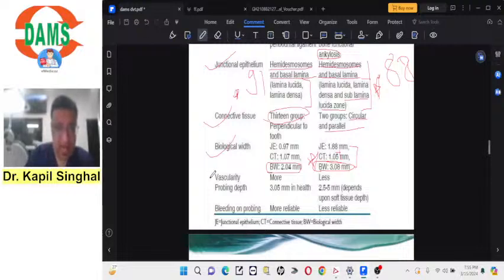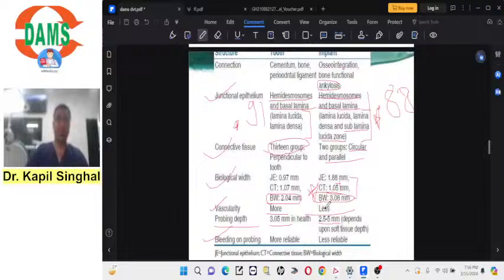The vascularity is more in tooth, less in implant. Probing depth is around 3.05 millimeters in tooth and around 2.5 to 5 millimeters in implant. Bleeding on probing is more reliable when it is checked over tooth as compared to implant. So please take a picture of this or do whatever you want to do, but remember this chart. It is very important.